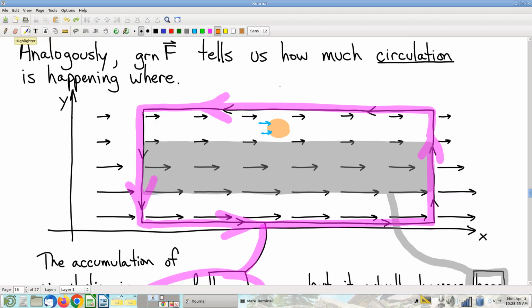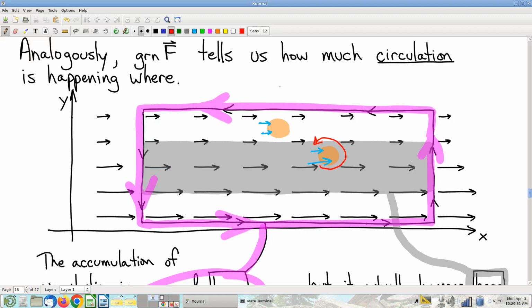Whereas, by comparison, if I were to look, let's say here, right, well, it's being pushed harder on that side than it is being on that side. I would expect this leaf here to be kind of spinning around kind of that way. Because thinking about the way that leaf rotates gives me some sense of what we should call the circulation at that point in the flow of the river.